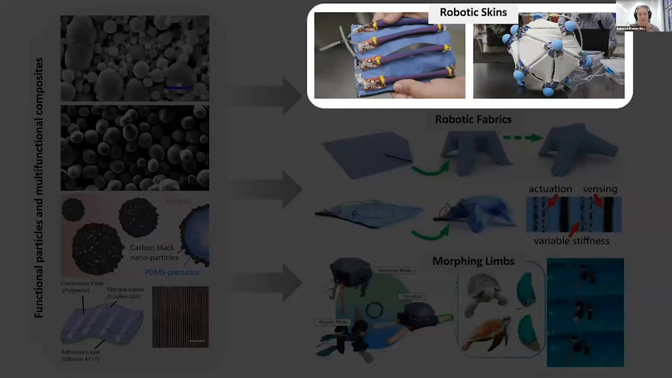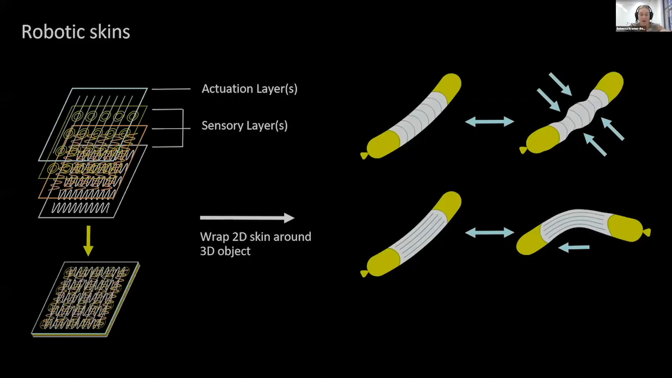I'm going to begin with robotic skins. Let me first define robotic skins. Robotic skins are soft, planar, elastic membranes with embedded actuation and sensing, which can impart controlled motion onto the objects that they're wrapped around. In this way, we can turn any deformable object into a robot by wrapping it in robotic skins and controlling it from its surface. There are 2 ways to potentially implement the robotic skin concept.